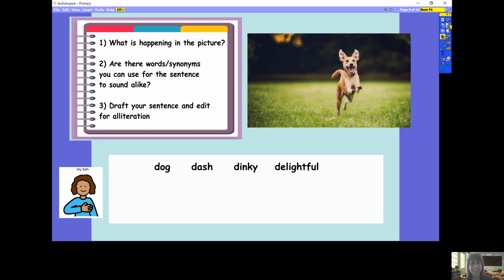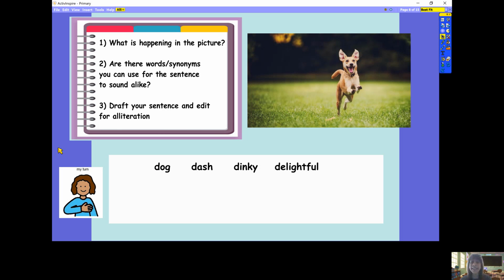So my first step is what is happening in this picture. So I had a thought previously, and you can see I've added some vocabulary there because I thought of some words and synonyms for making the sentence sound alike. So I saw that there was a dog, he's running or he's jumping, he's looking pretty happy, but none of those words I've just said really sound alike. So I kept dog, and instead of saying run, I came up with dash because they both begin with the d sound.